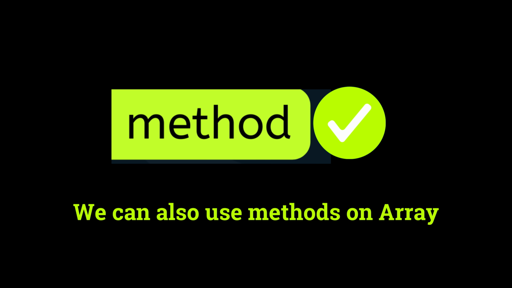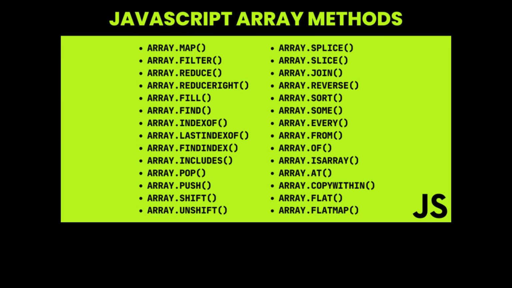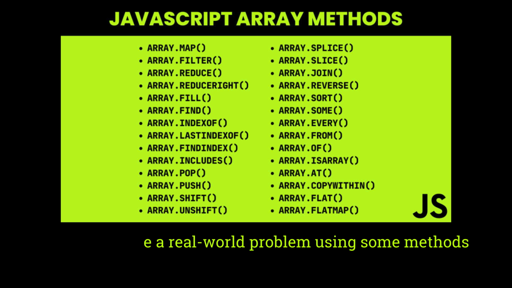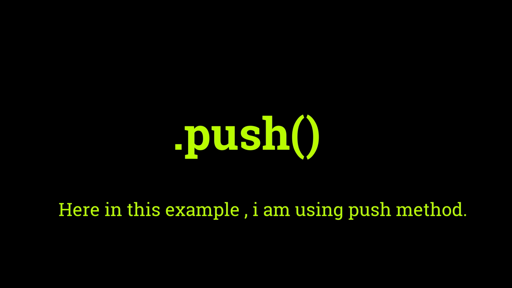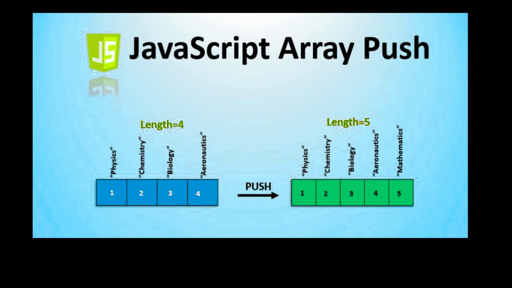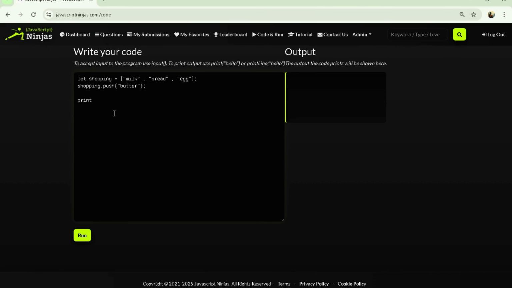And we can also use methods on arrays, and they make working with data much easier and faster while coding. These are some super useful array methods. Okay, now let's solve a real-world problem using some methods so that you can feel more comfortable with them. Here in this example, I am using the push method. The push method adds a new item at the end of the array automatically. Here, the array shopping initially contains 3 items: milk, bread, eggs. After using shopping.push butter, butter is added at the end automatically, as you can see in the output when we run the code.